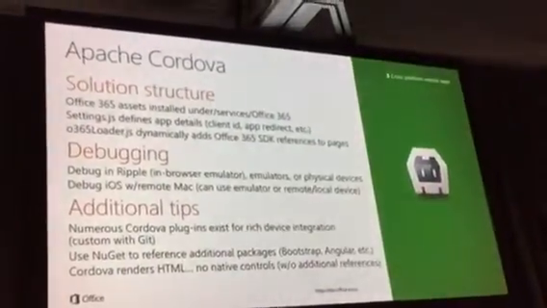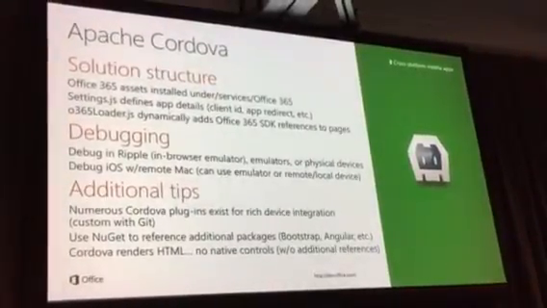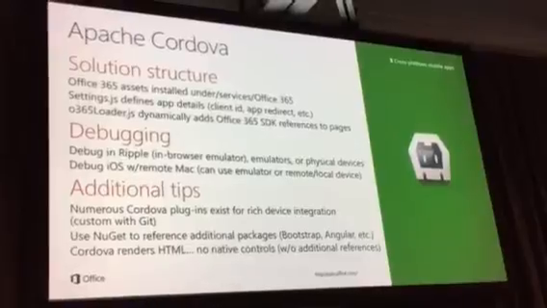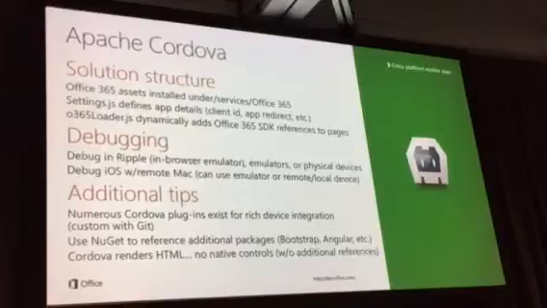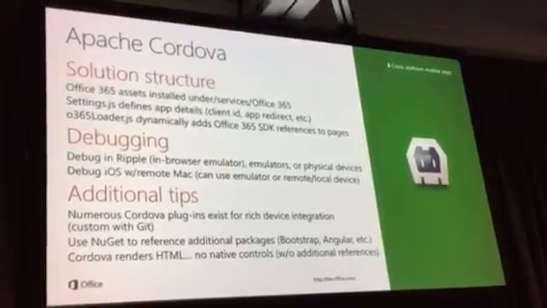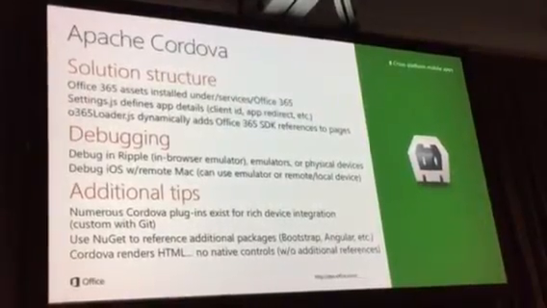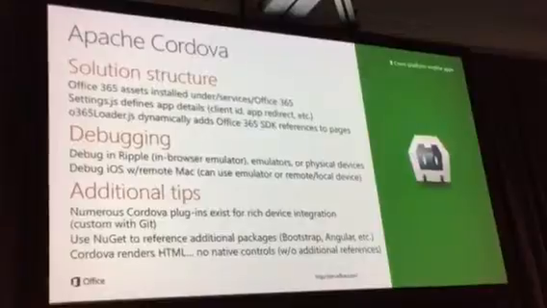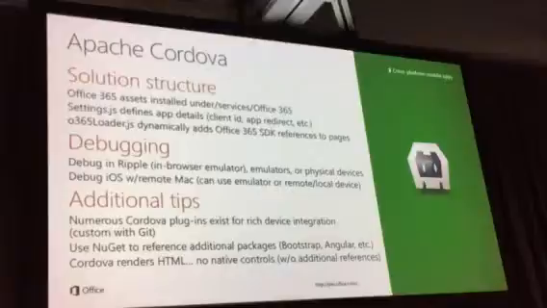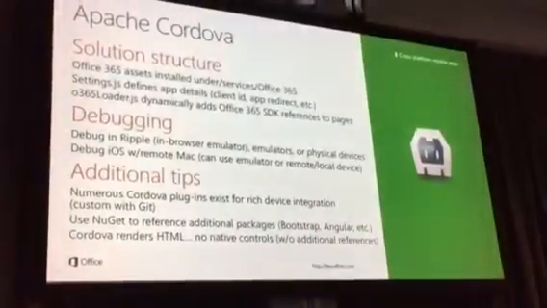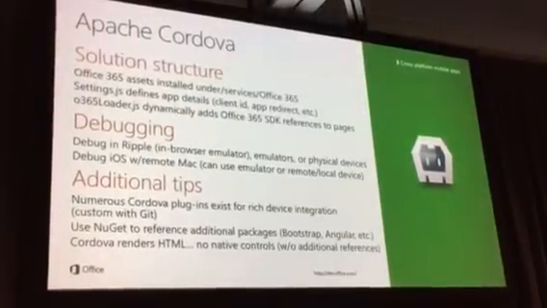And then the way you debug it is an in-browser emulator called Ripple. It emulates a Nexus device for Android, and then to debug an iOS application, you have to actually have a Mac. You can remotely debug from a Windows machine to a Mac and do your debugging that way. And if you have an iOS device, like a phone or a tablet, connected to your Mac, you can double hop and debug through the physical device as well.